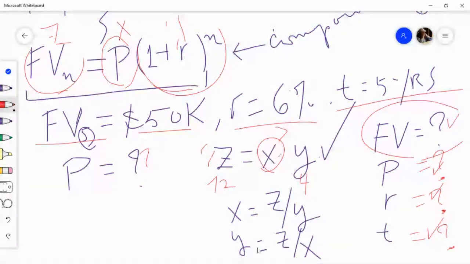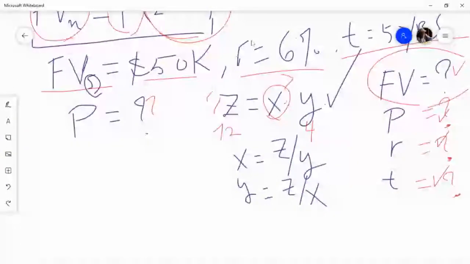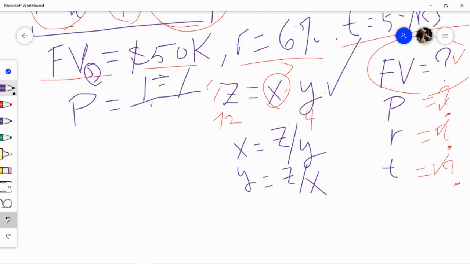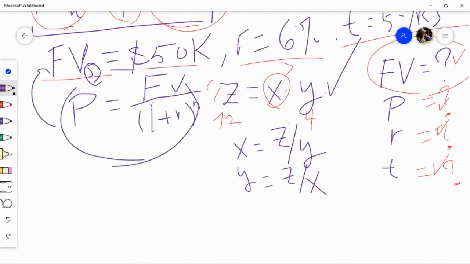So then if x is the unknown, what do you do? Z divided by y. So P is the x, it's the unknown. So if P is the unknown, you'll need to divide FV by 1 plus r raised to n. Okay, so you apply this formula to this new scenario.